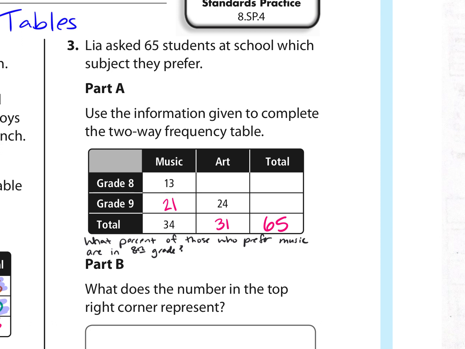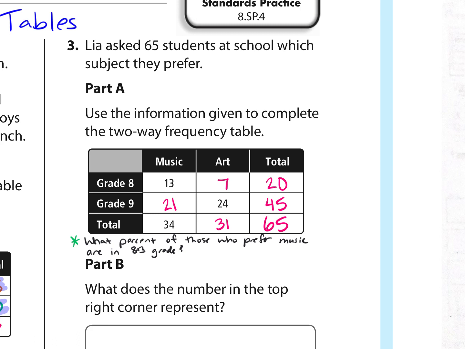The 9th graders were 21 plus 24, which is 45. So that means if 45 are 9th graders out of 65 students, then 20 were 8th graders. And of the 8th graders, 13 preferred music, plus 7 must have preferred art to get a total of 20 8th graders.